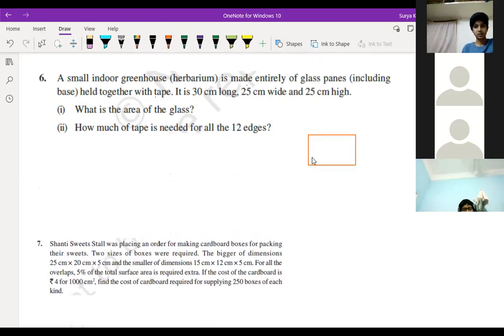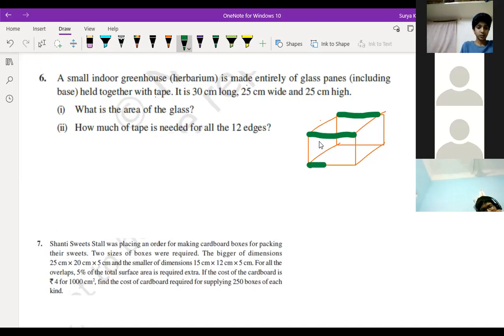Try to understand here. This is one part, and this is your herbarium. This is the drawing of the herbarium. So I'm mentioning the green tape over here. See how I'm mentioning green tape? One tape here, one tape here, one tape here, one tape here. Let me just read the question first.